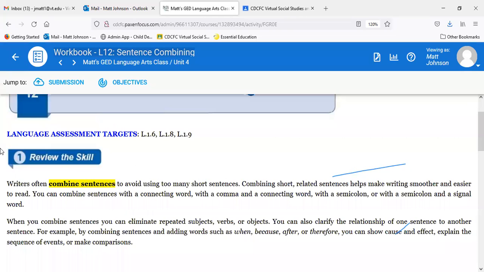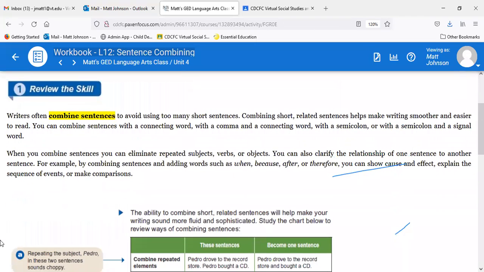So as we mentioned, help your writing flow by combining shorter sentences together, using introductory clauses and phrases, using signal words and things like that to make more complex sentences. And when you combine sentences, you can eliminate repeated subjects, verbs, or objects, or repeated pronouns like we saw. And then you can also clarify the relationship of one sentence to another sentence by combining sentences and adding words like and, because, after, therefore. And you can show cause and effect, explain sequence of events, or make comparisons.